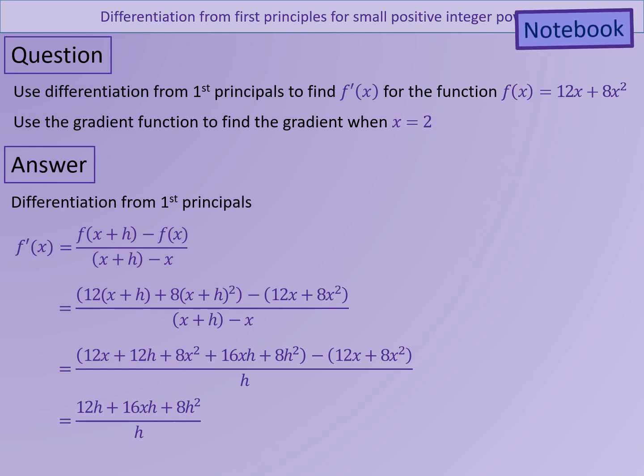And the final step that I can then do, because all of the x's have cancelled, is I can divide the three terms in the numerator by h, and that will leave me with my final gradient function. But that's not quite the end, because remember, this is the gradient of the chord between the 2 points. What I now need to do is look to see what happens as h gets smaller and smaller and smaller.